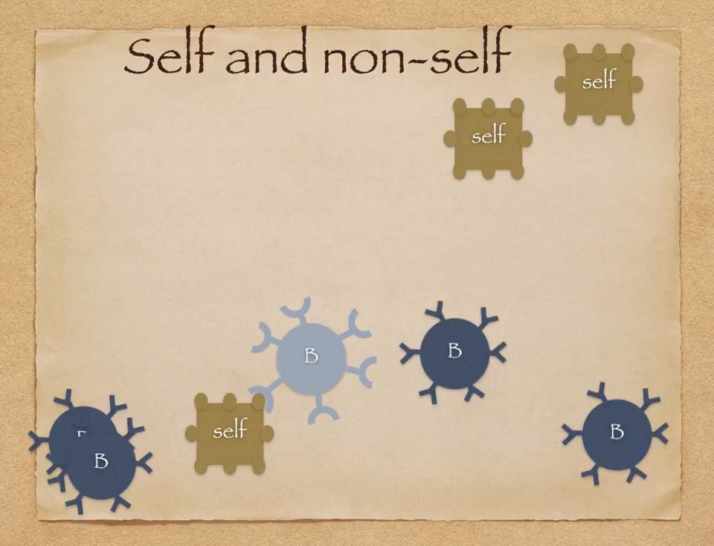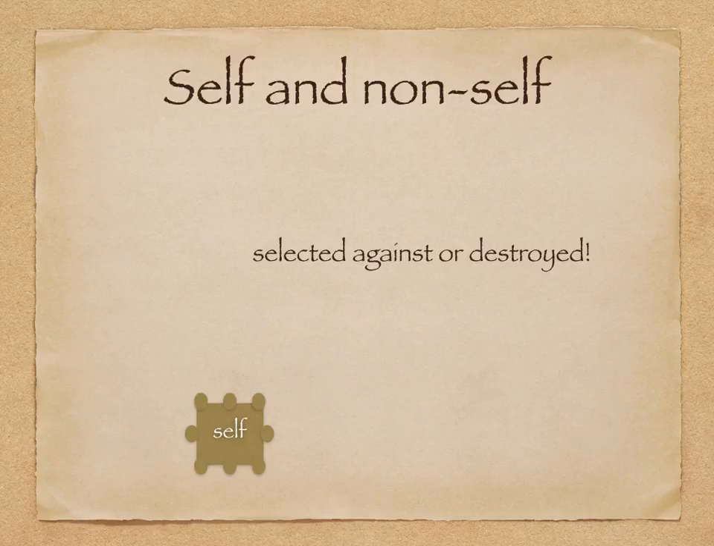Some lymphocytes do have receptors that will match the body's own cells. So you can see that represented by this light blue B cell. These lymphocytes will be selected against or destroyed, so that the only remaining lymphocytes are those that fit foreign material, so that the antibodies that are secreted will only be against foreign material and not against the body's own cells, the self cells.